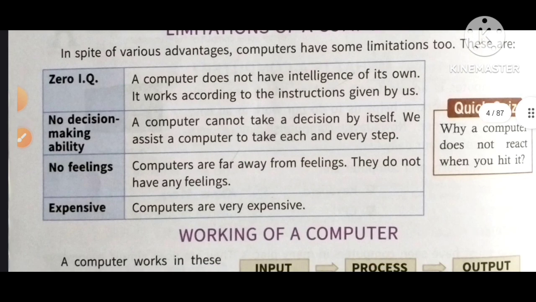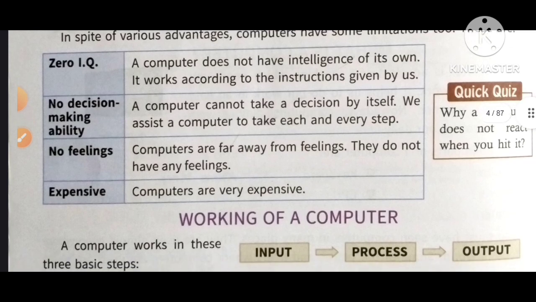Next is no decision-making ability. Computer cannot make decisions by itself. Humans can make decisions, but computer is not able to. So computer cannot take any decision by itself. We assist a computer to take each and every step. We put in instructions step by step, then the computer can work step by step. So computer cannot take decisions itself.